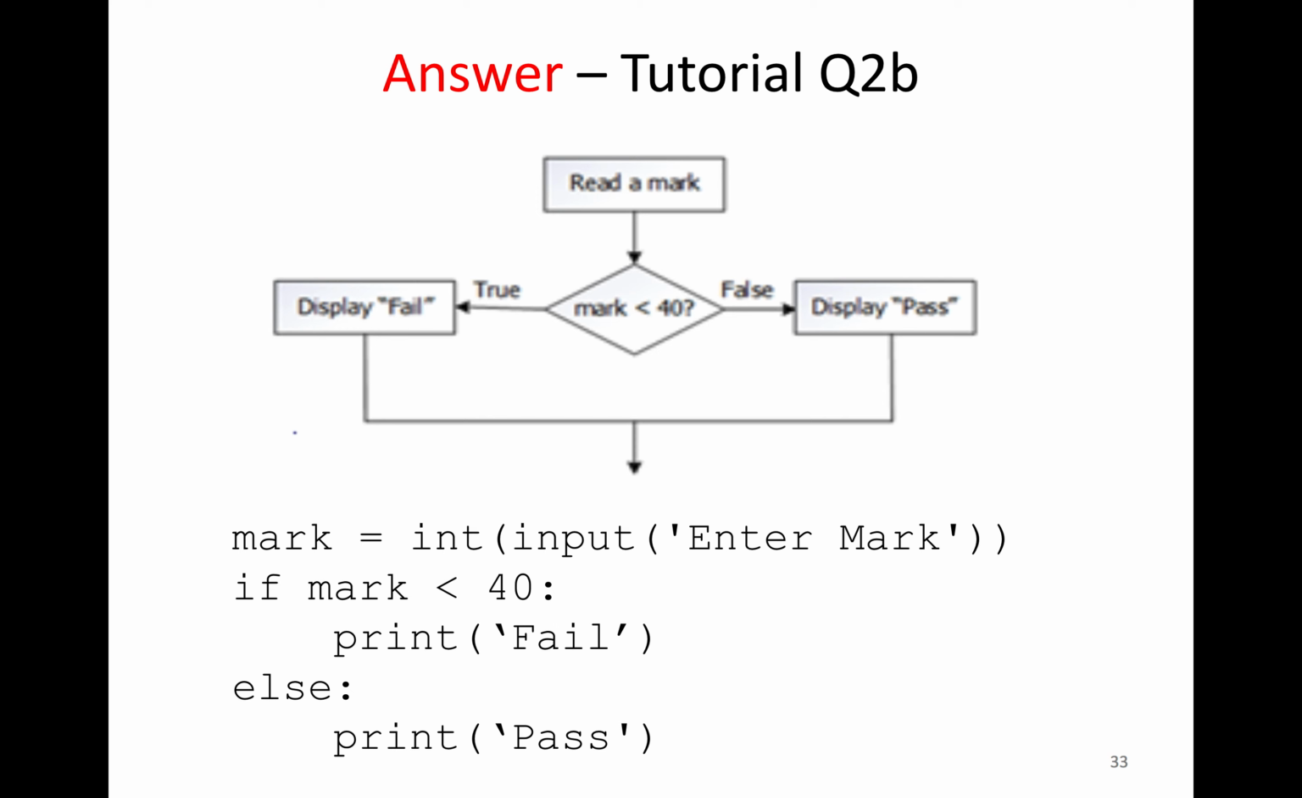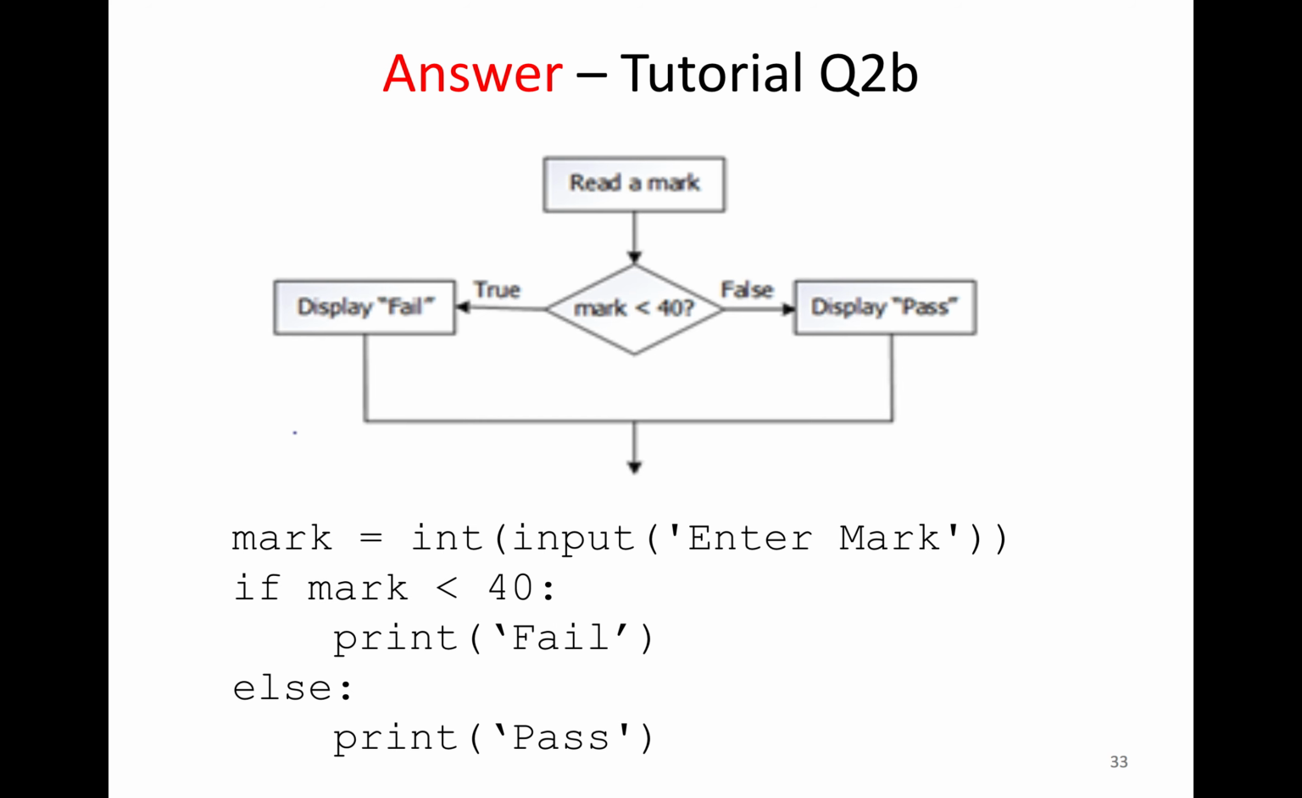Read the mark. If the mark is less than 40, true, that means you have failed the module, so you have to display fail. If it's false, display pass. If you look at the Python code, mark equals int input enter mark. You get the mark, convert it to an integer and assign it to mark.